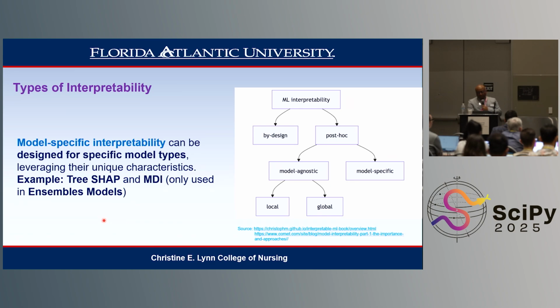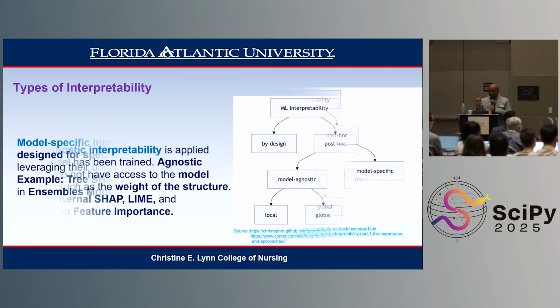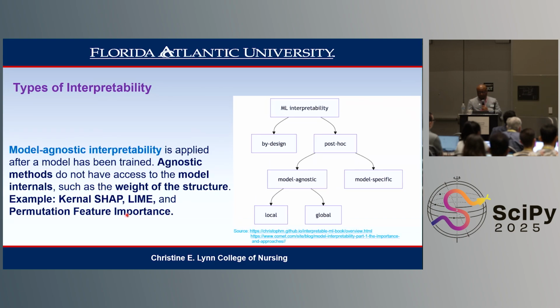So, and again, model specific and model agnostic. Model specific can be Tree SHAP, a particular Tree SHAP used for ensemble models. Also mean decrease impurity is used for ensemble models. You cannot use MDI in a support vector machine or k-nearest neighbor or deep learning. Those kind of methods are particularly used for some predictive models. So these are model specific.